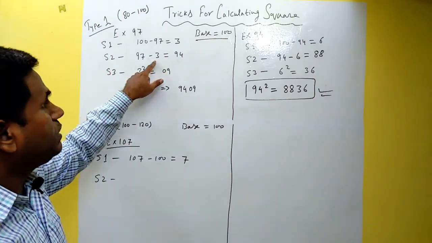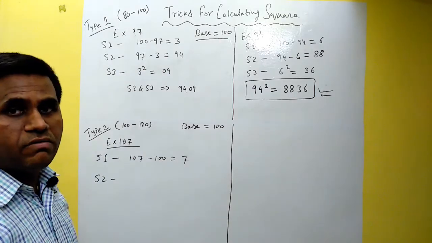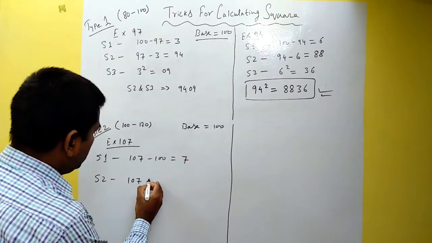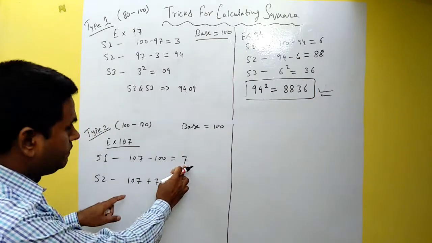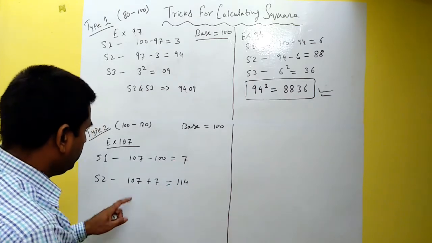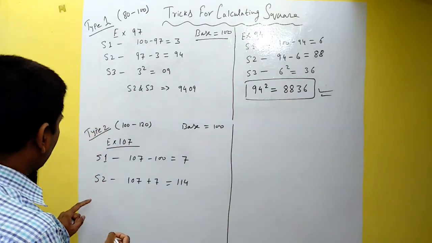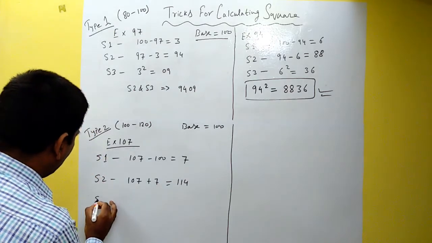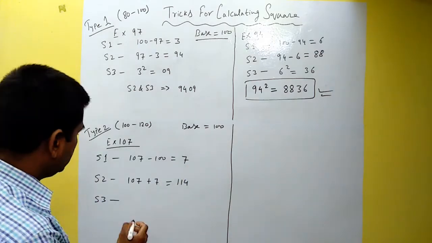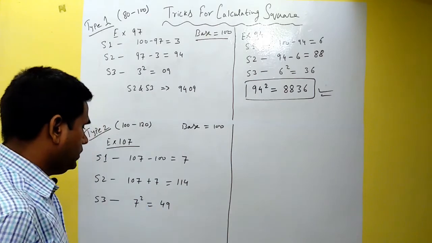In step 2, we will not be finding the difference, we will be adding the difference. So 107 plus 7. This difference we add to 107, which gives us 114. Now in step 3, whatever we did in type 1, the same thing we do here, and that is the square of 7. The square of 7 is 49.